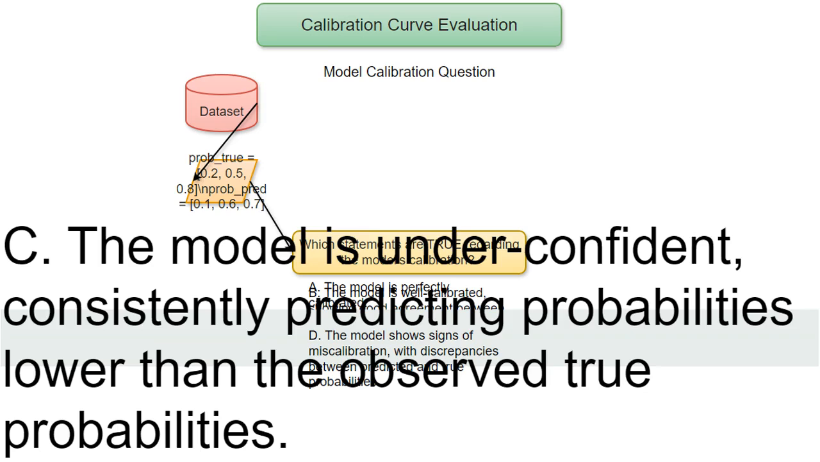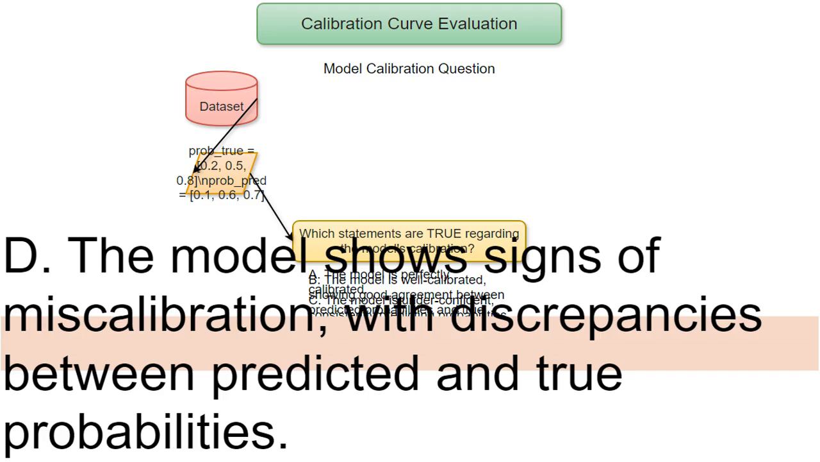This option tests whether the model consistently gives lower probabilities than the true probabilities. I will check if the _prob_pred values are always below _prob_true. This option checks whether there are noticeable differences between the predicted and actual probabilities, indicating a poorly calibrated model. I'll look for significant differences in the values between _prob_true and _prob_pred.